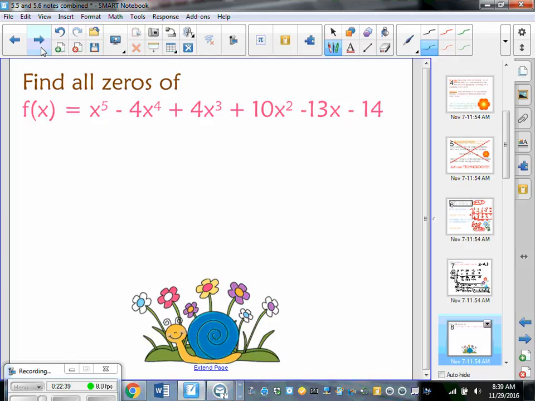All right, find all the zeros. How many answers am I going to have? 5 answers. What do I do first? Graph it. Let's graph this.